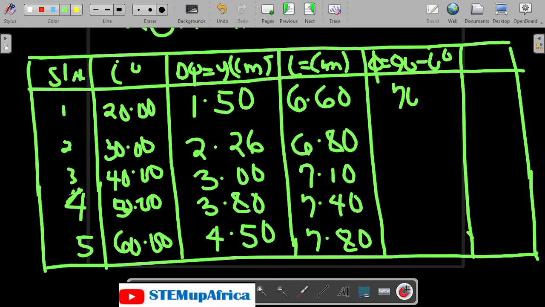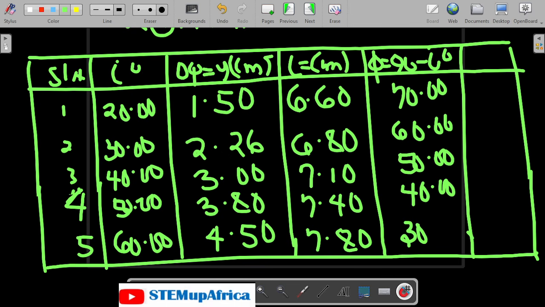Then we have phi as 90 minus the incident angle, so 90 minus 20 gives 70.00, then 60.00, then 50.00, here is now 40, and here is 30.00. Then lastly, we should find Z. Z is equal to L cos phi. So you press cos, multiply by the length 6.60. That will give us 2.26. We do the same for the others. We're going to have 3.40.